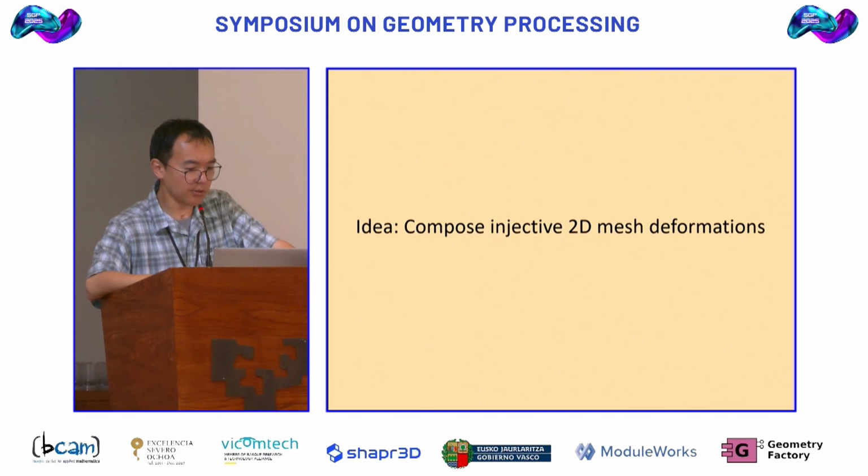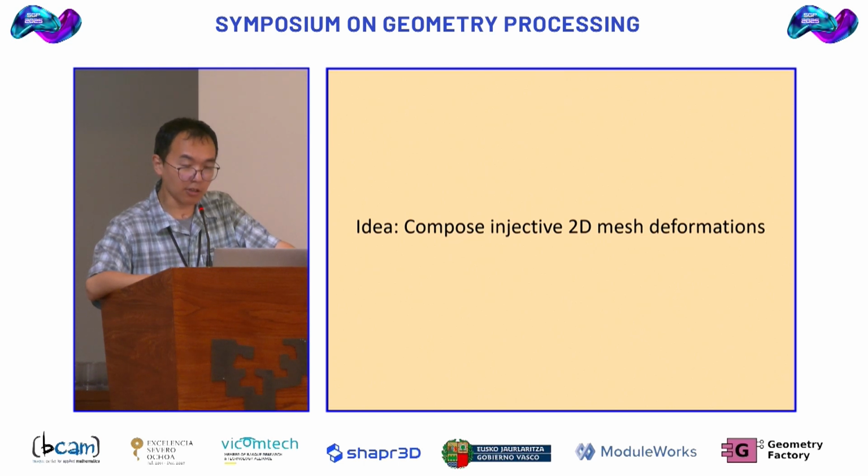The idea here is to compose injective 2D mesh deformations. 3D injective mappings are a very complicated topic. I think many people have worked on this. There are some ways to do that, not easy ways. It's still an open challenge: how to build a learnable approach to enforce that a 3D mapping is one-to-one.